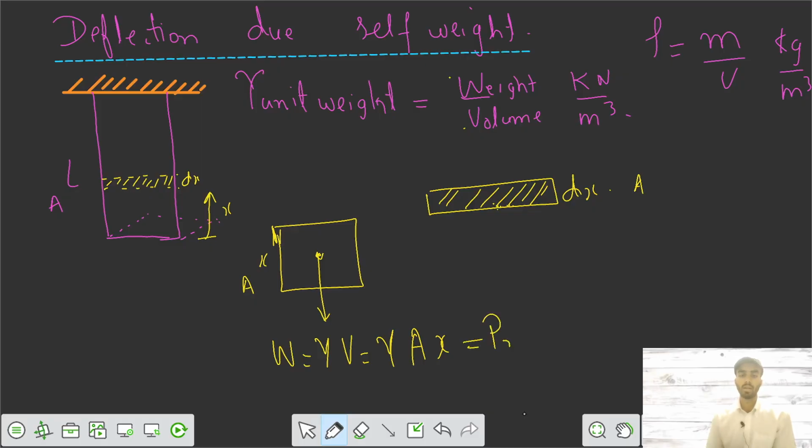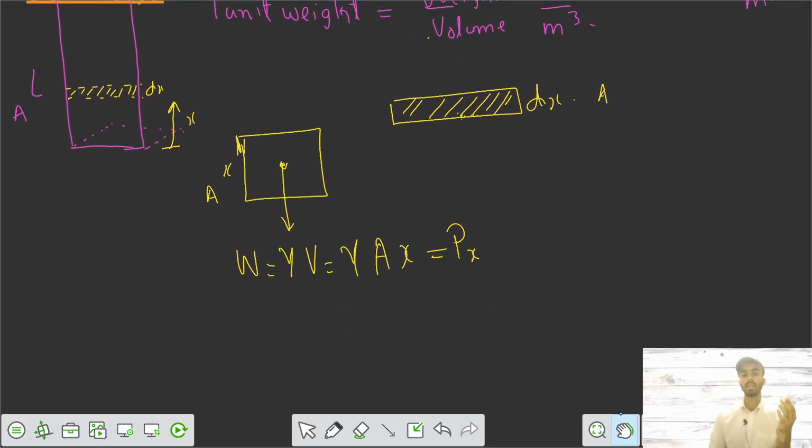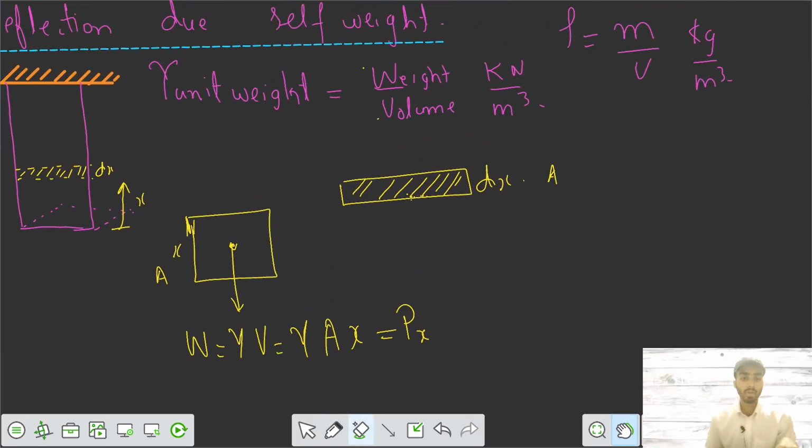We write it as now P(x), because you can take it at any x. So if x is varying, P is also varying. If W is being applied downwards, there has to be an internal force of P(x) upwards, so that there is force equilibrium. Through the normal reaction concept, if P(x) is acting on this section upwards, in the strip it has to be downwards P(x). Similarly, to balance this, you have to apply P(x) upwards.